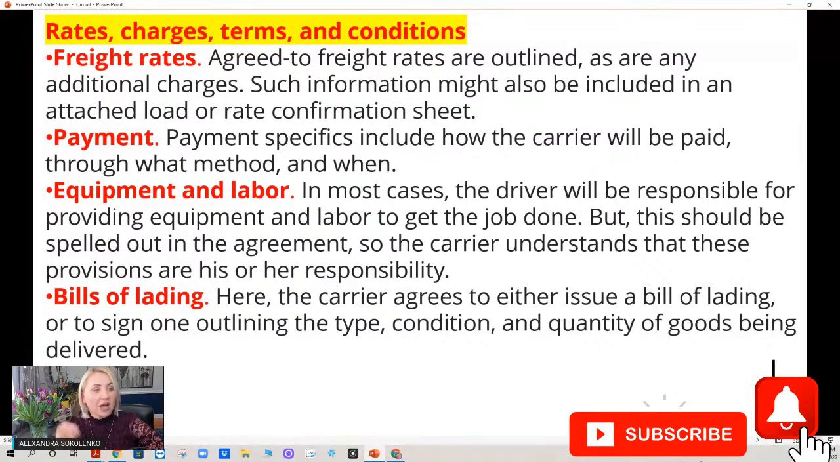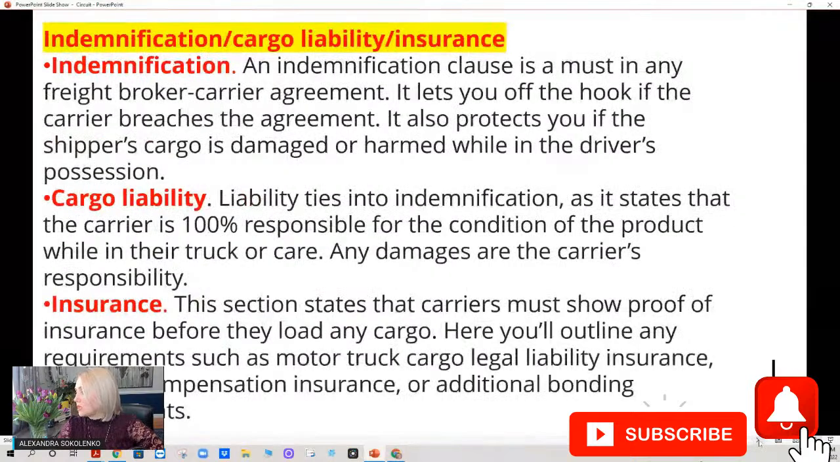Of course, they're gonna discuss the freight charges, payments, how you're gonna get paid after you deliver, any equipment and labor, right? Bill of ladings, everything has to do with their contract. And you, as a carrier, you have to agree to this. Okay. So they also gonna include what? All the cargo and liability insurance requirements, right? They're gonna make sure that you agree to indemnification costs, right?